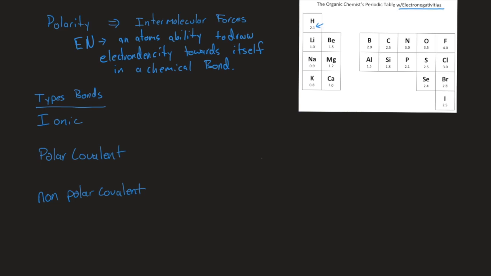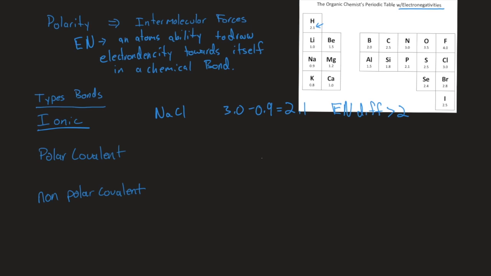I'm going to start with sodium chloride, which hopefully we all remember from general chemistry is an ionic bond. So if we look at our periodic table and the electronegativity values, chlorine has an electronegativity value of 3.0, and sodium has an electronegativity value of 0.9, and that leads to a difference of 2.1. For electronegativity differences greater than 2, we're going to call that an ionic bond.